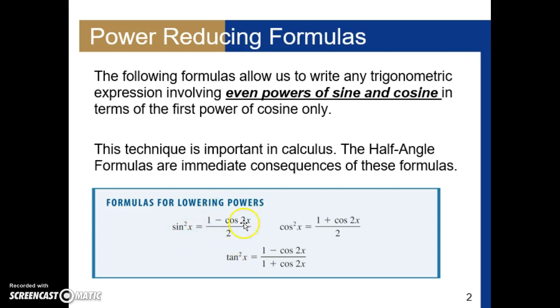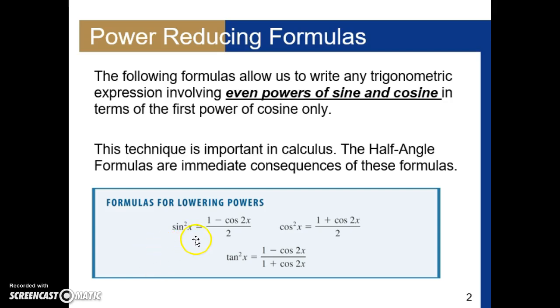And all of these, sine squared, cosine squared, and tangent squared, all of these power reducing formulas make use of the cosine of the double angle of theta, or of x, of the angle measure. So you can see all of those are cosine of 2x. So make sure these are in your notes.